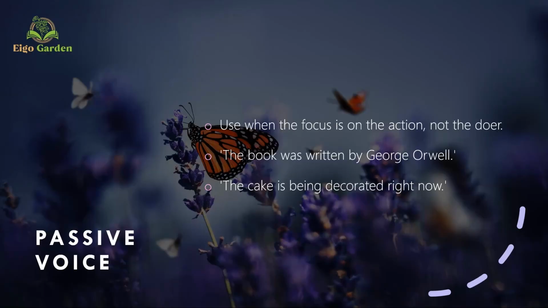Use the passive voice when the action is more important than the person or thing that carries out the action. For example, "the book was written by George Orwell" focuses on the book, not on George Orwell. Remember, don't overuse the passive voice. It is used somewhat less in English than in languages like Japanese.